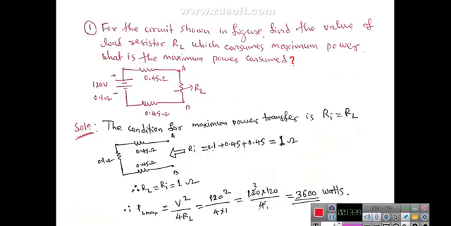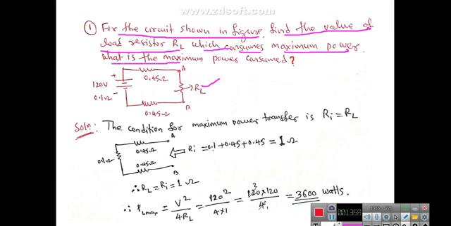Let us consider an example. For the given circuit shown in the figure below, find the value of load resistor RL which consumes maximum power. This is your load resistor RL. We have to find the maximum power consumed by this load resistor. As per the maximum power transfer theorem, what is the condition? The condition for maximum power transfer is Ri is equal to RL.